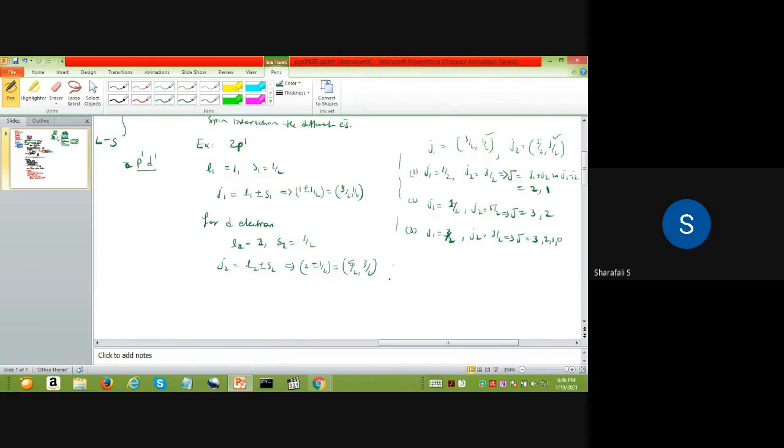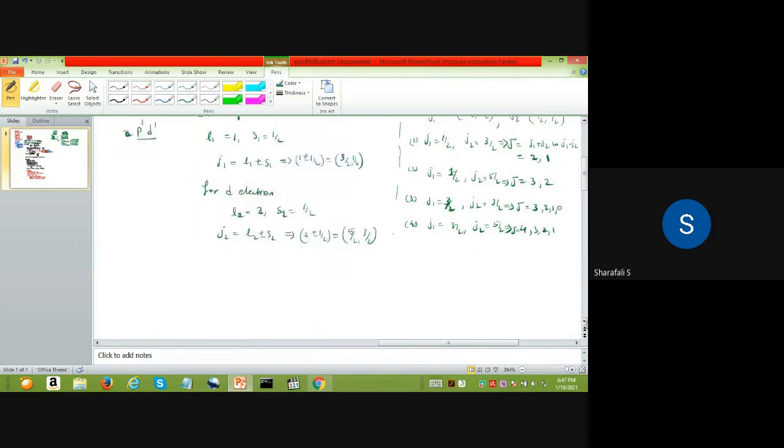And the next one, the fourth possibility, J1 equal to 3 by 2 and J2 equal to 5 by 2. That will give me 5 by 2 plus 3 by 2, which is nothing but 4, because 5 by 2 plus 3 by 2 is 8 by 2. So that is 4. And 5 by 2 minus 3 by 2 will be 5 minus 3 is 2, 2 by 2 is 1. So 4, 3, 2, 1 is the last possibility.